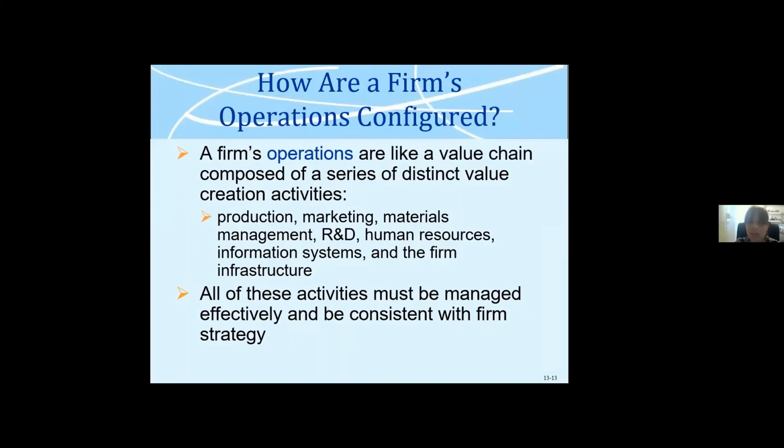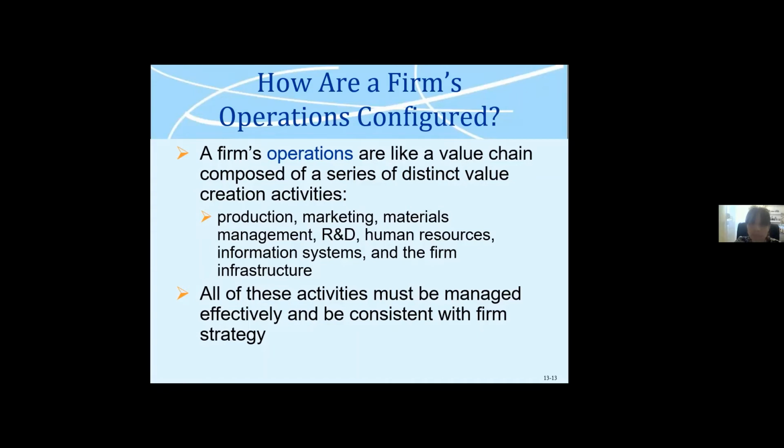This is very important. Another question, or another issue to discuss, is how a firm's operations are configured. The operation of a firm, we can say, can be thought of as a value chain that is composed of a series of distinct activities such as production, marketing and sales, materials management, R&D, human resources, information systems, and firm infrastructure.